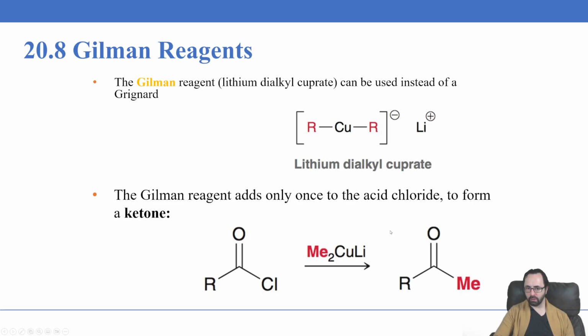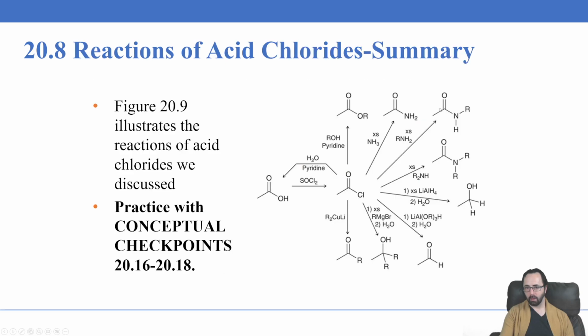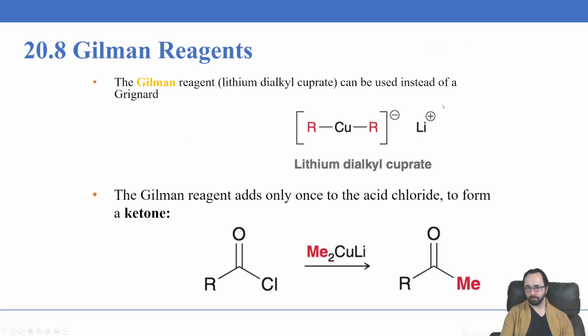Another type of reaction that these acid chlorides can undergo is a reaction with what's known as a Gilman reagent, or also a lithium dialkyl cuprate. Meaning lithium here being a cation, the cuprate ion being the anion with the copper attached to two alkyl groups here. The Gilman reagent adds only once to the acid chloride, so it's going to stop here.